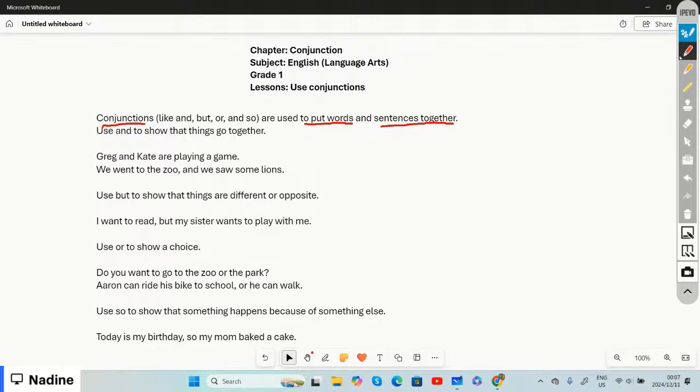And conjunctions are words like and, but, or, and so. These are conjunctions. Words like and, but, or, and so. Those are conjunctions.